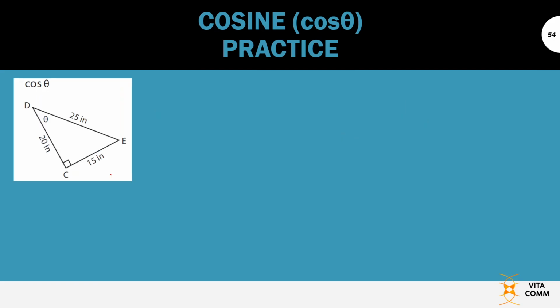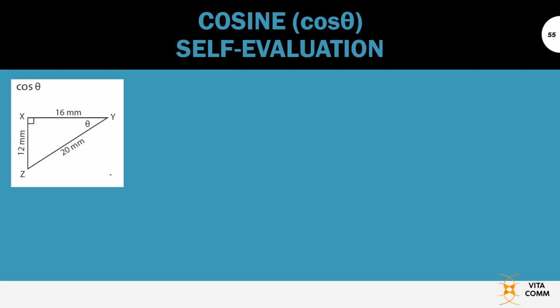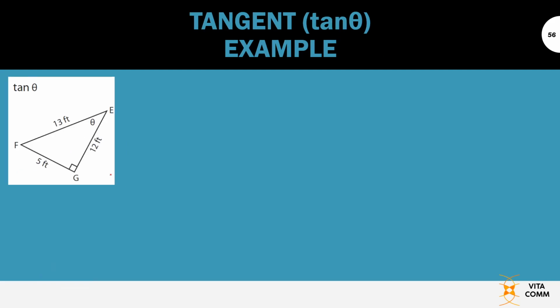Okay, I'm gonna let you give this a go. Pause the video. There's your answer. If you got it wrong, you know what to do by now. I think I've grilled you quite enough. And again, this is your chance to self-evaluate whether or not you understand how to do cosine. Pause the video, it's out of 3. And that's your answer. Let's move on to tangent.